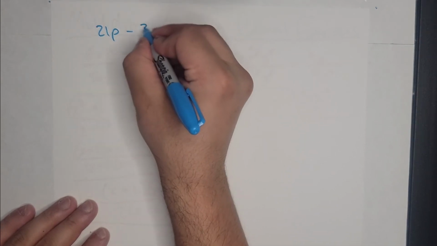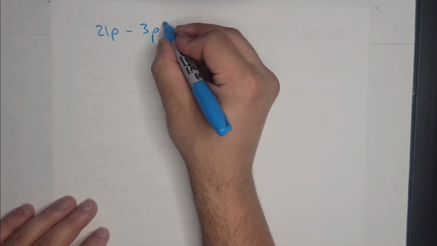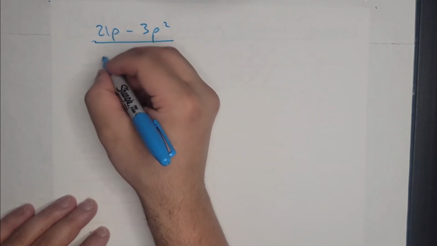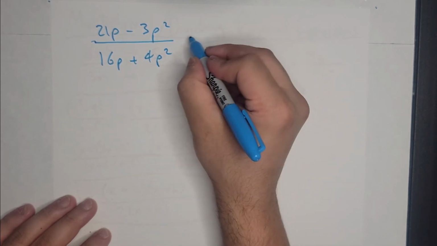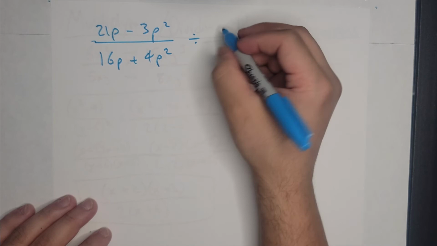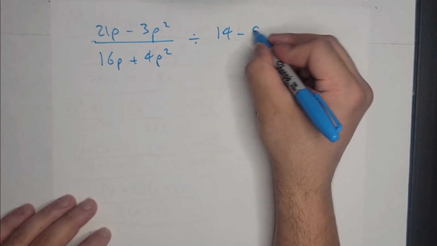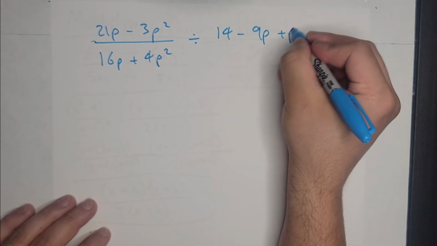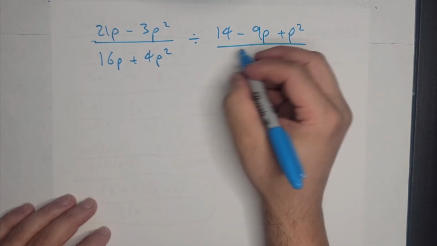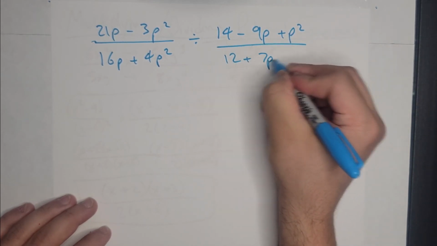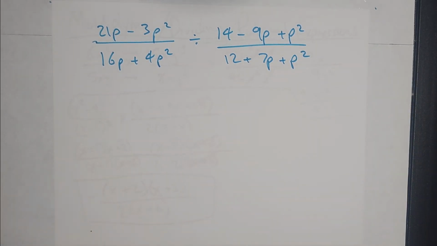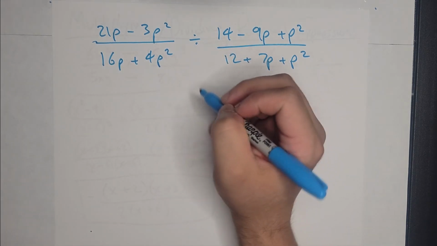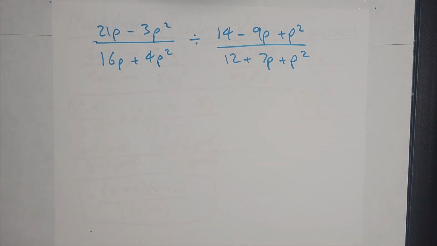21p minus 3p squared over 16p plus 4p squared, divided by 14 minus 9p plus p squared over 12 plus 7p plus p squared. So, now that we have a division sign, all we do is flip the sign.